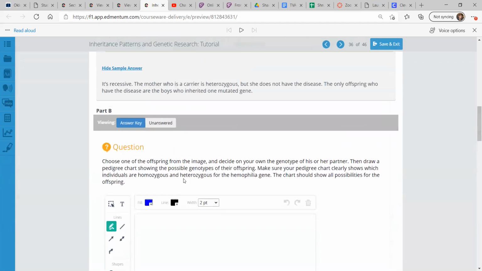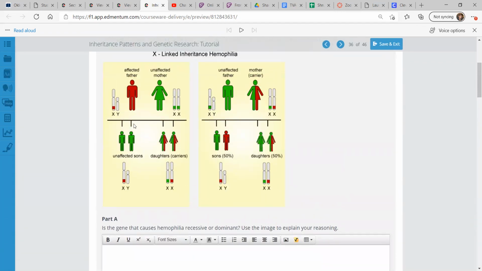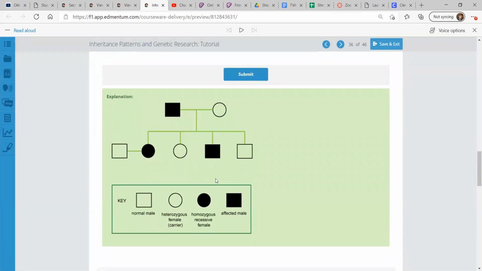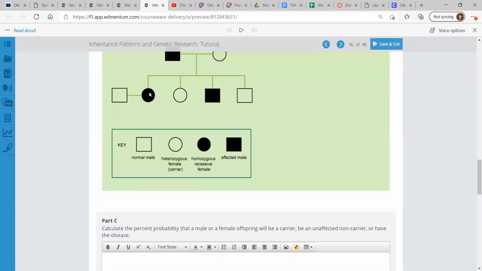So yeah, that checks out with the above case. And this one too. So female, 50%.